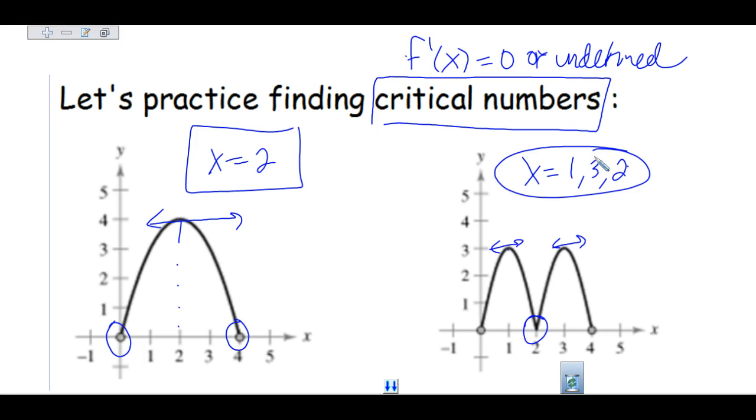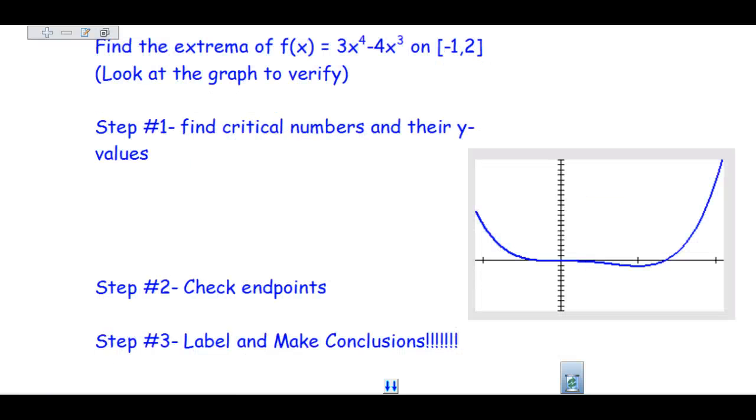Okay, well, we've looked at a couple of graphs, but how would you do this algebraically without perhaps starting with a graph of the function? So let's look at the polynomial f of x equals 3x to the fourth minus 4x cubed on the closed interval -1 to 2. If we want to find all of the extrema, this would mean make sure that you find the absolute mins and maxes as well. We want to start by finding the critical numbers.